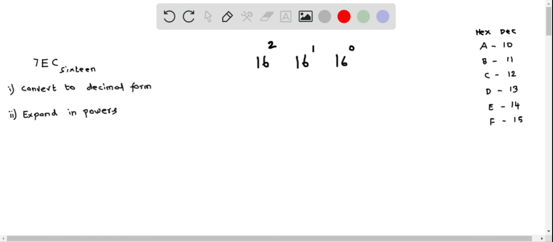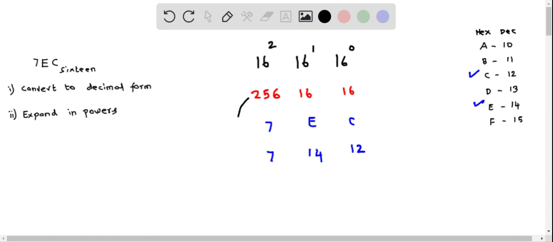16 power 0 is 1, and 16 power 1 is 16, and 16 power 2 is basically 16 times 16, which is 256. And below that I put the corresponding digits, that is I have 7 in the front, E in the middle and C in the last. So this could be replaced by the corresponding decimal values. 7 basically corresponds to 7 and E corresponds to 14 in decimal. So let me put 14 here, and C corresponds to 12 in decimal. So I put this 12 over here.